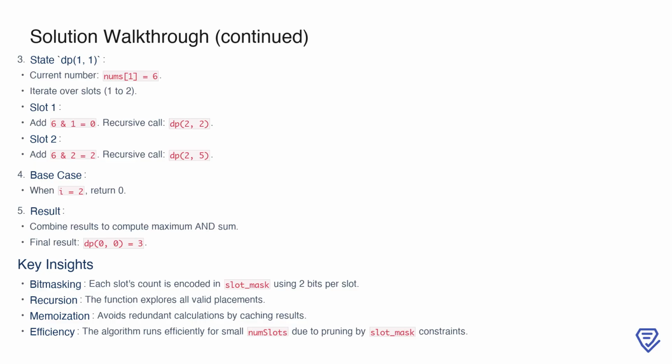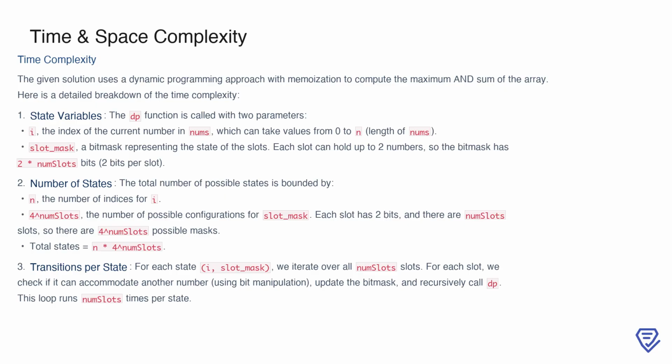Here, we analyze the time complexity of the dynamic programming solution. The dp function depends on two key parameters, i, which tracks the index in the array nums, and slot_mask, a bit mask that encodes the state of all slots. Since i ranges from 0 to n, and the bit mask has 2 * num_slots bits, the total number of states is determined by combining these two factors.